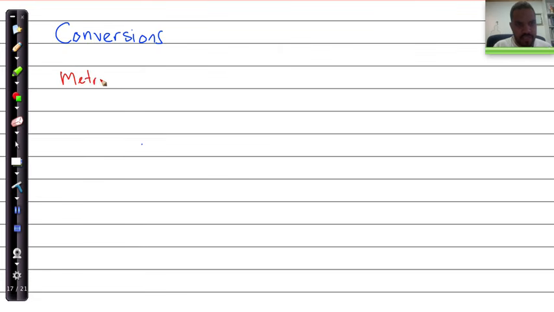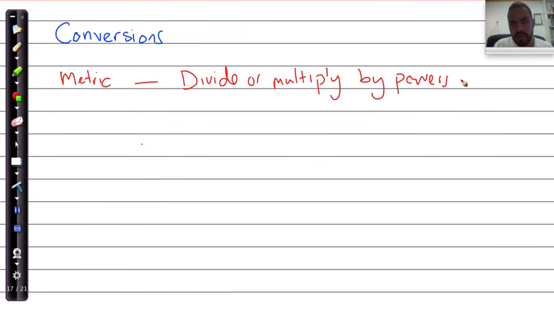To convert between the metric system, we divide or multiply by powers of 10, right? That's what we're going to look at very shortly. We divide or multiply by powers of 10. Just a little bit of a recap between the powers of 10.